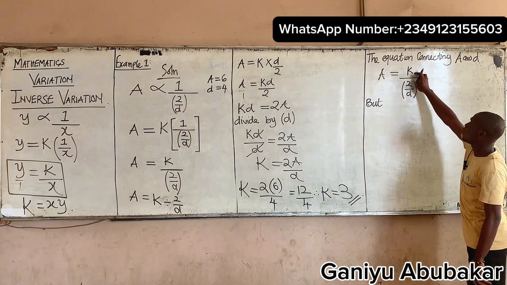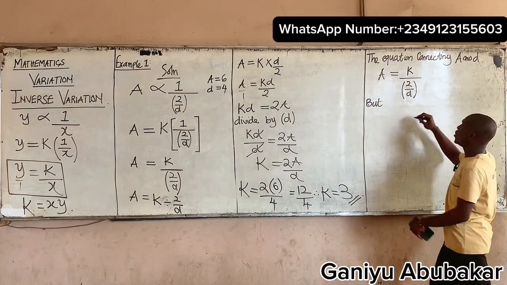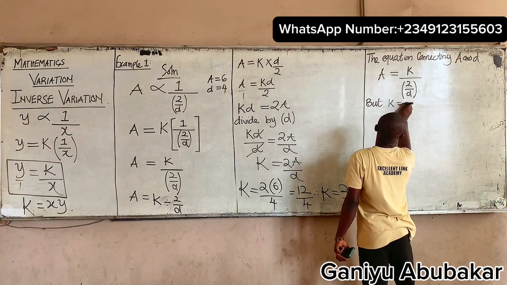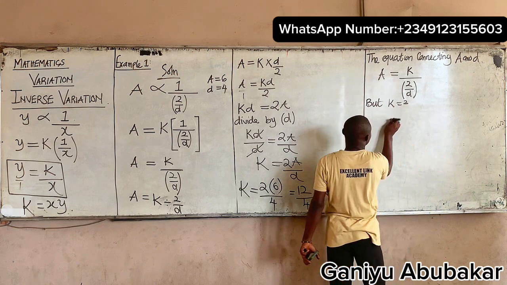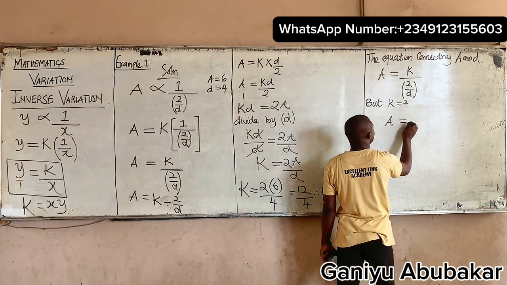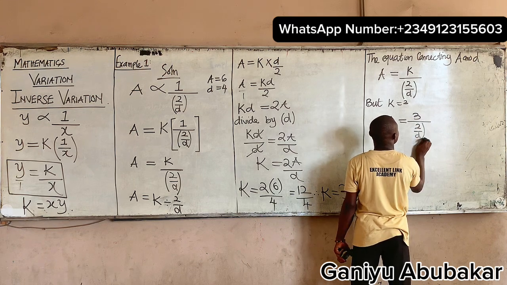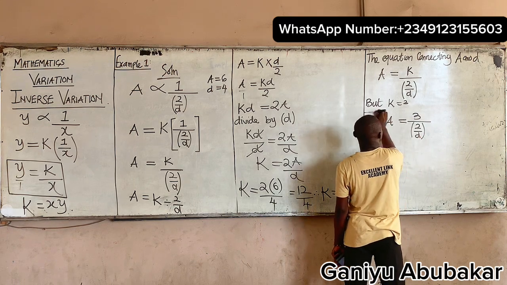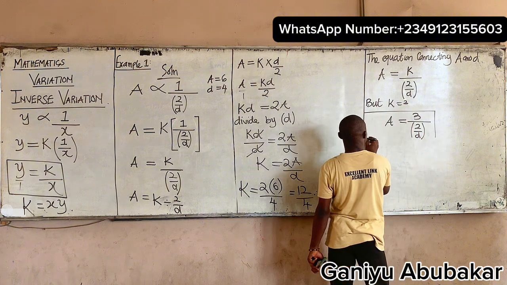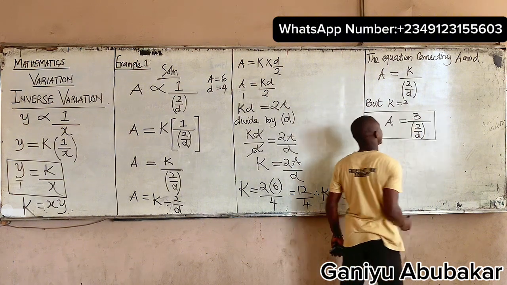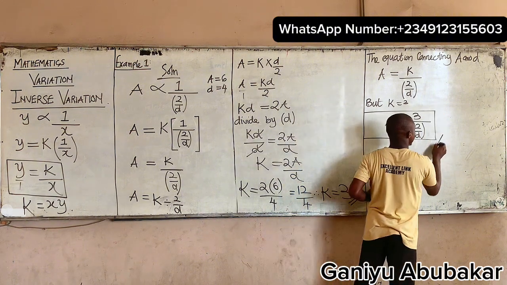But by the way, I know k as 3 now. Just put your 3 there. So, k is 3. Therefore, the equation connecting a and d is given as a equal to 3 over 2 over d. So, this is the equation connecting a and d together.